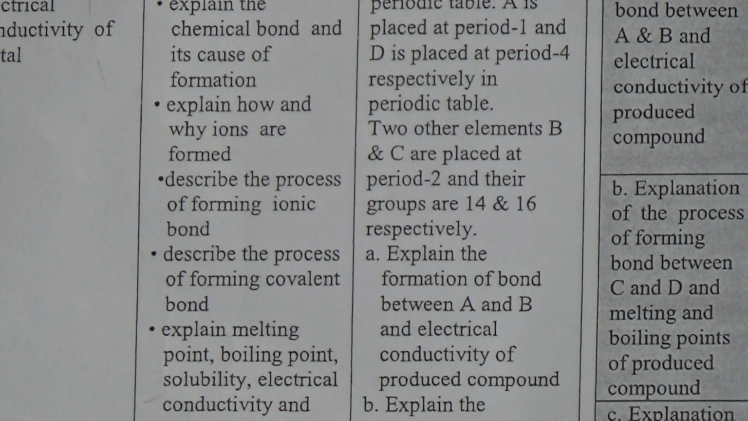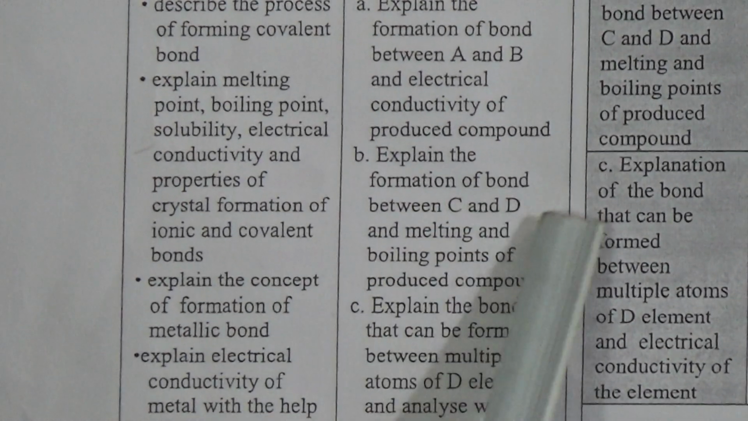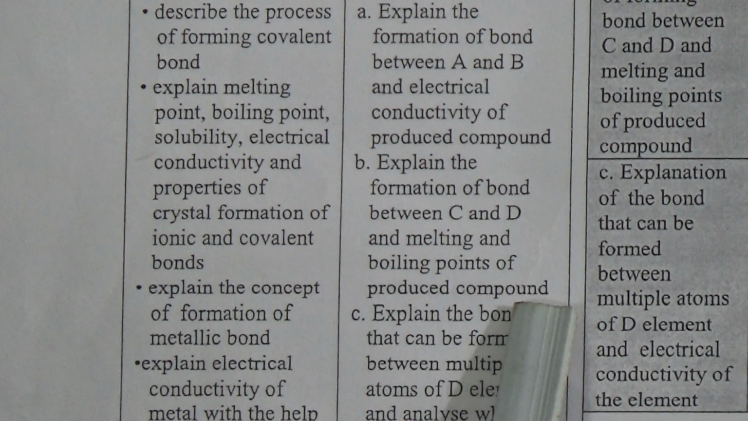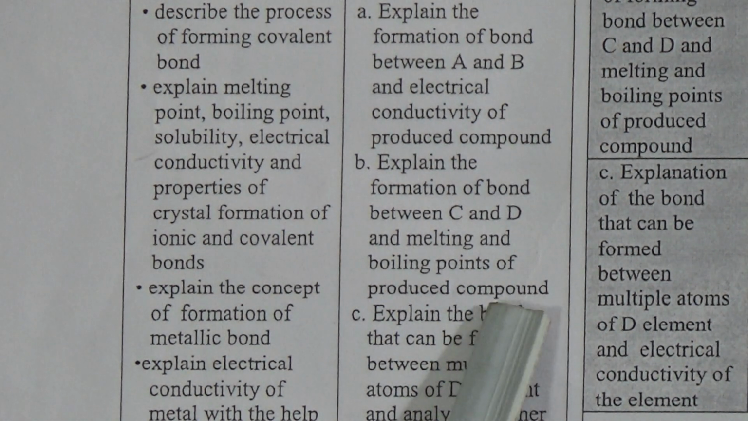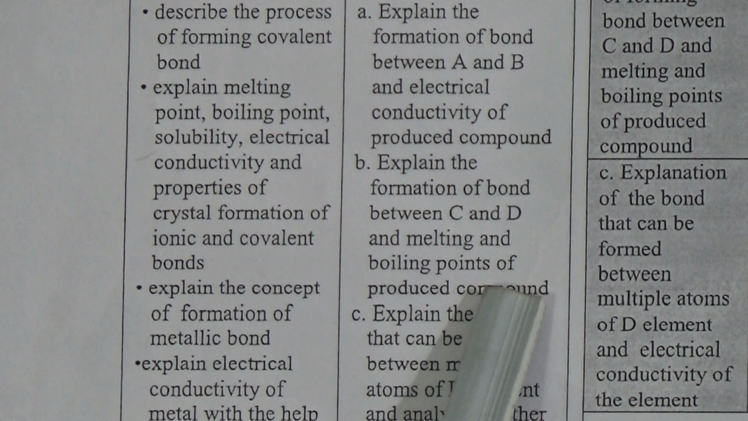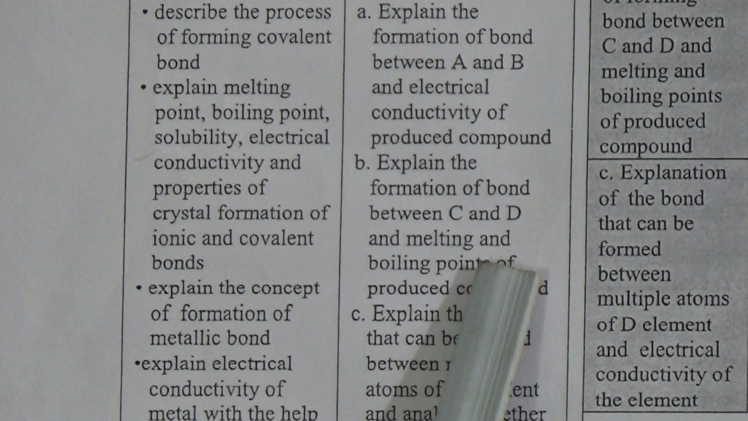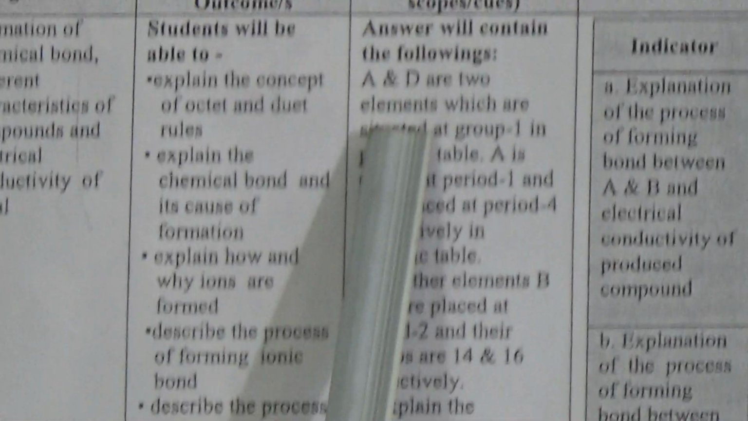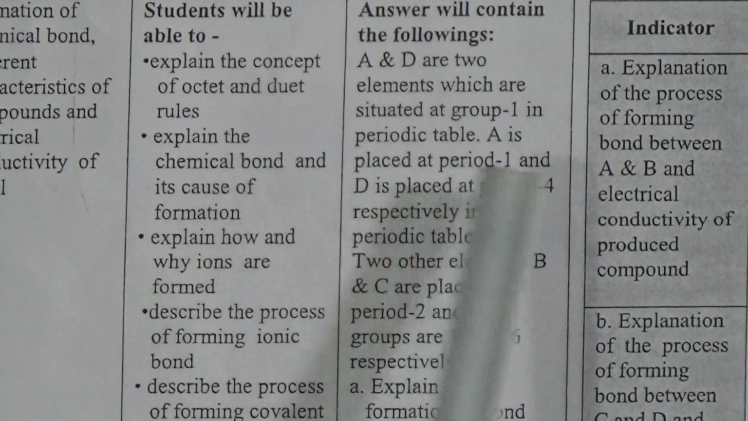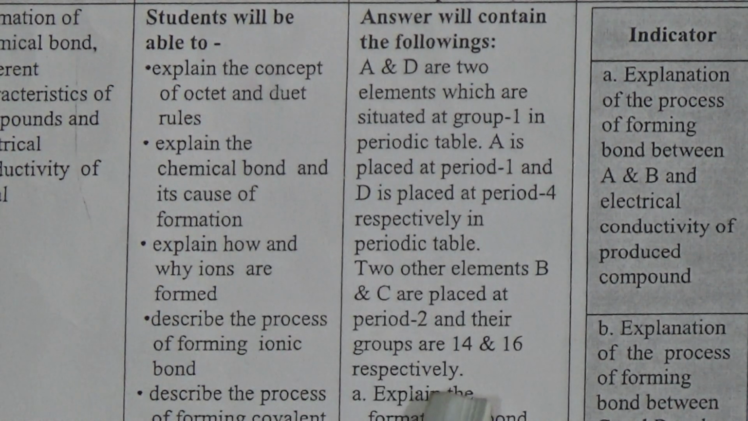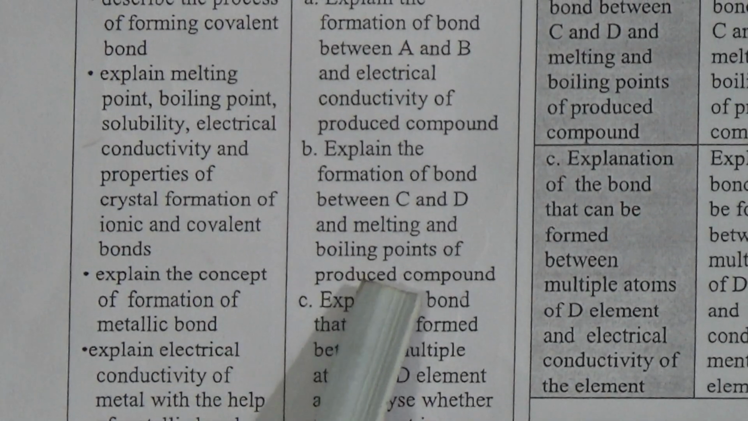Then come to the question of B. Explain the formation of bond between C and D and the melting and boiling point of the produced compound. That means we have to discuss which compound will be produced by C and D from the above stem. In the above stem, C is oxygen and D is potassium. So we have to discuss their bond and their electrical conductivity.